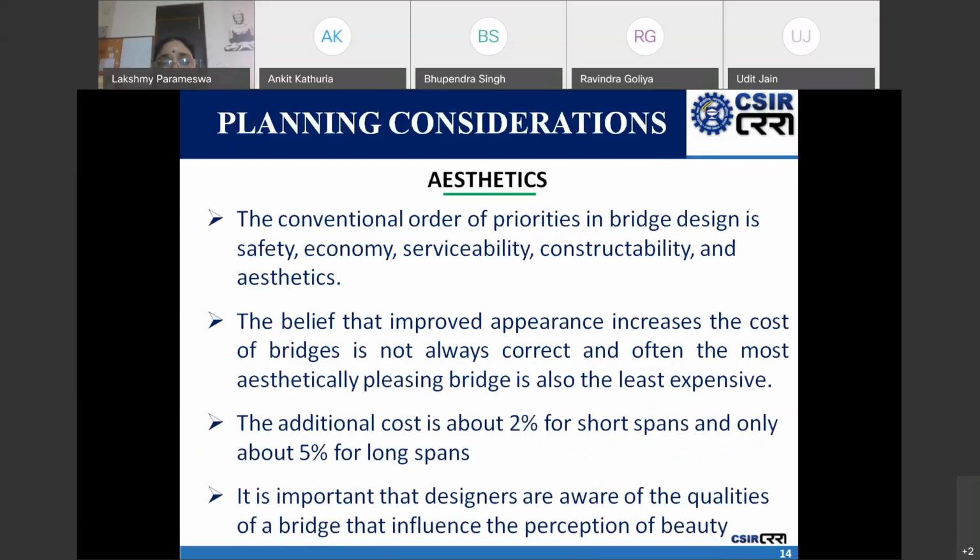Then coming to the aesthetics, though in the conventional order of priorities in design, that is safety, economy, serviceability, constructability, the aesthetics comes probably last, but we have to pay attention to appearance also. So maybe the additional cost is about 2% for short spans and only some 5% for long spans, but if you are able to get a good looking bridge, that will be quite interesting. So it is important that the designers are aware of the qualities of a bridge that influence the perception of beauty.